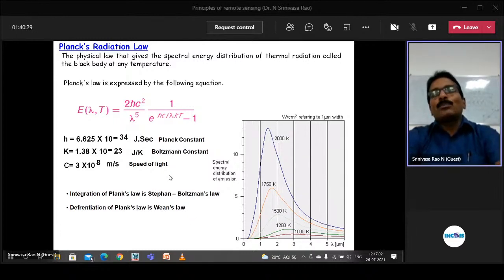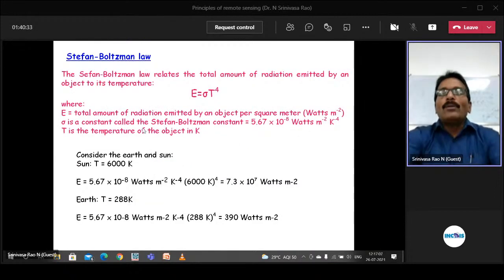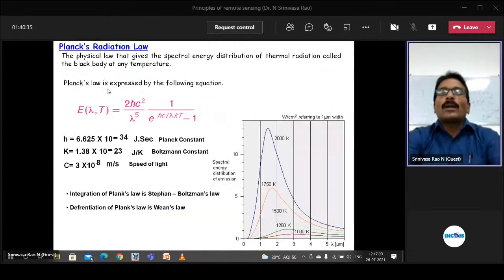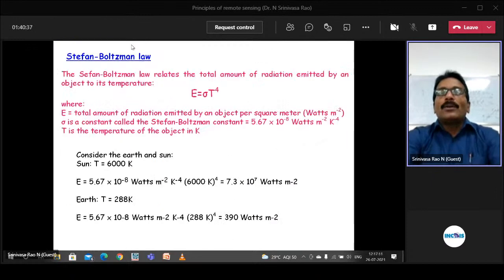These two laws are very simplified. In remote sensing, we use only those two laws. Now, if you see Stefan Boltzmann, forget about this big equation. What does Stefan Boltzmann's law give? The relation is energy equals some constant sigma into T to the power of 4, where T is temperature. That's all. Very simple. That means a proportional relation between energy and temperature.